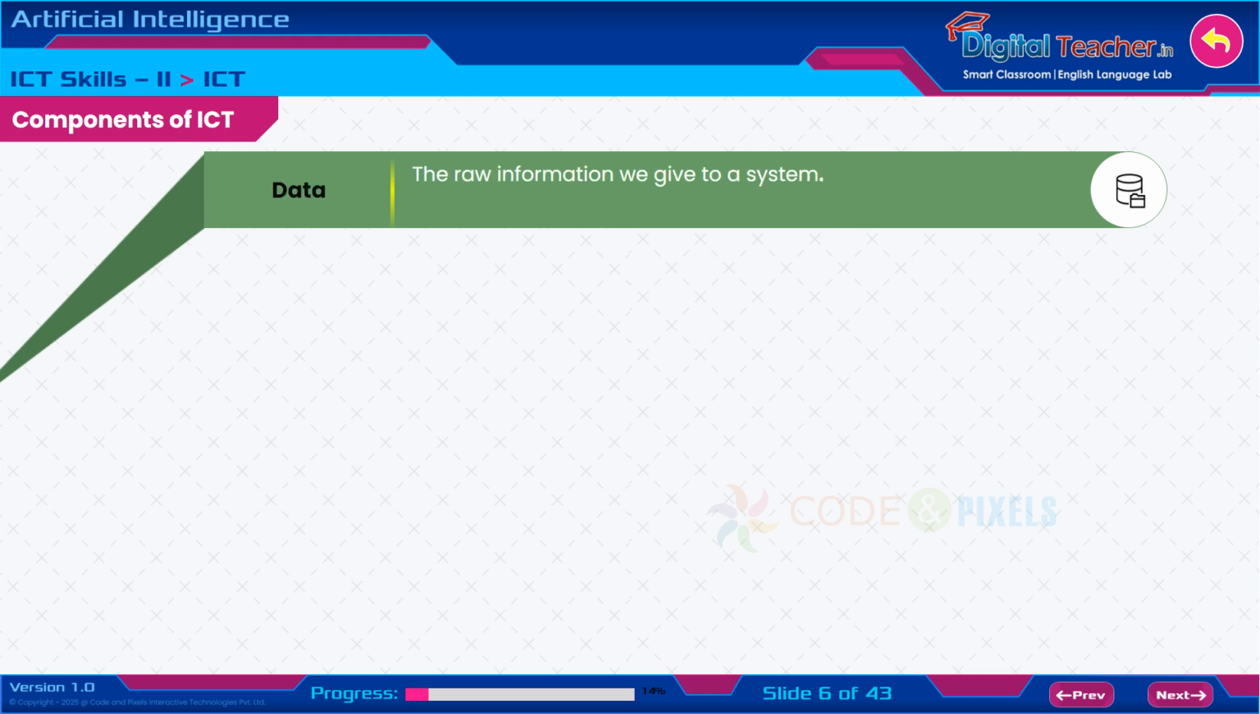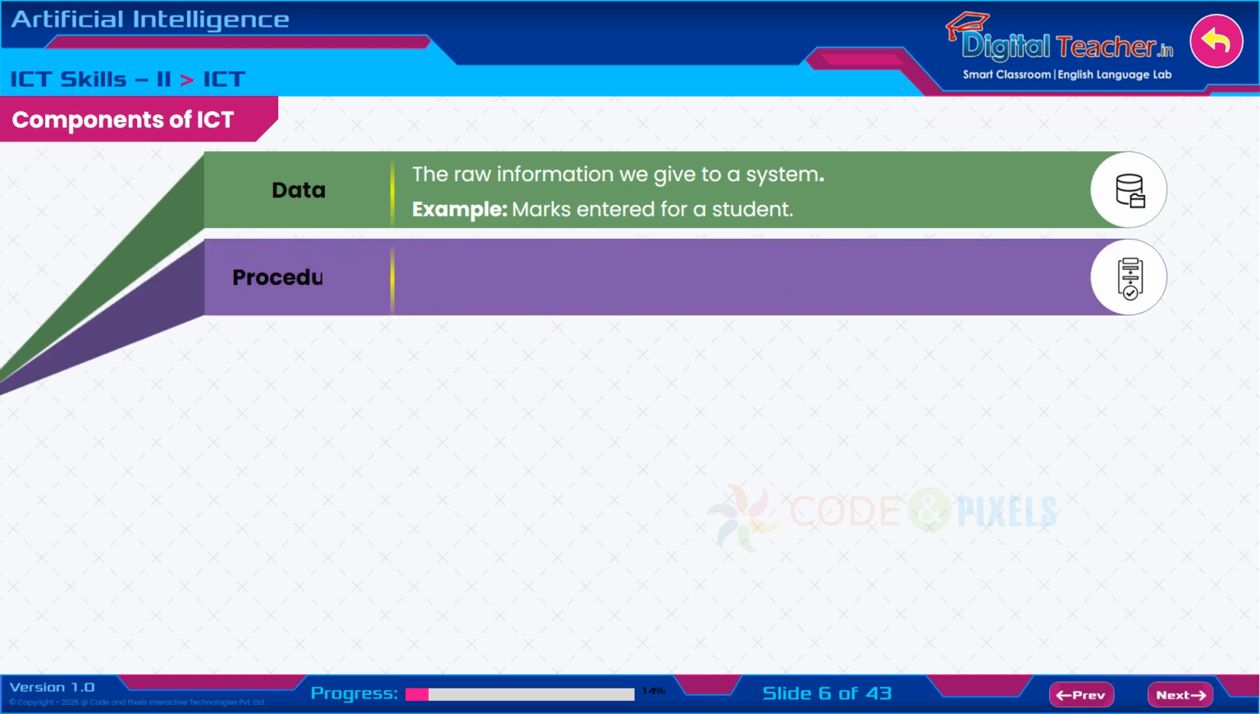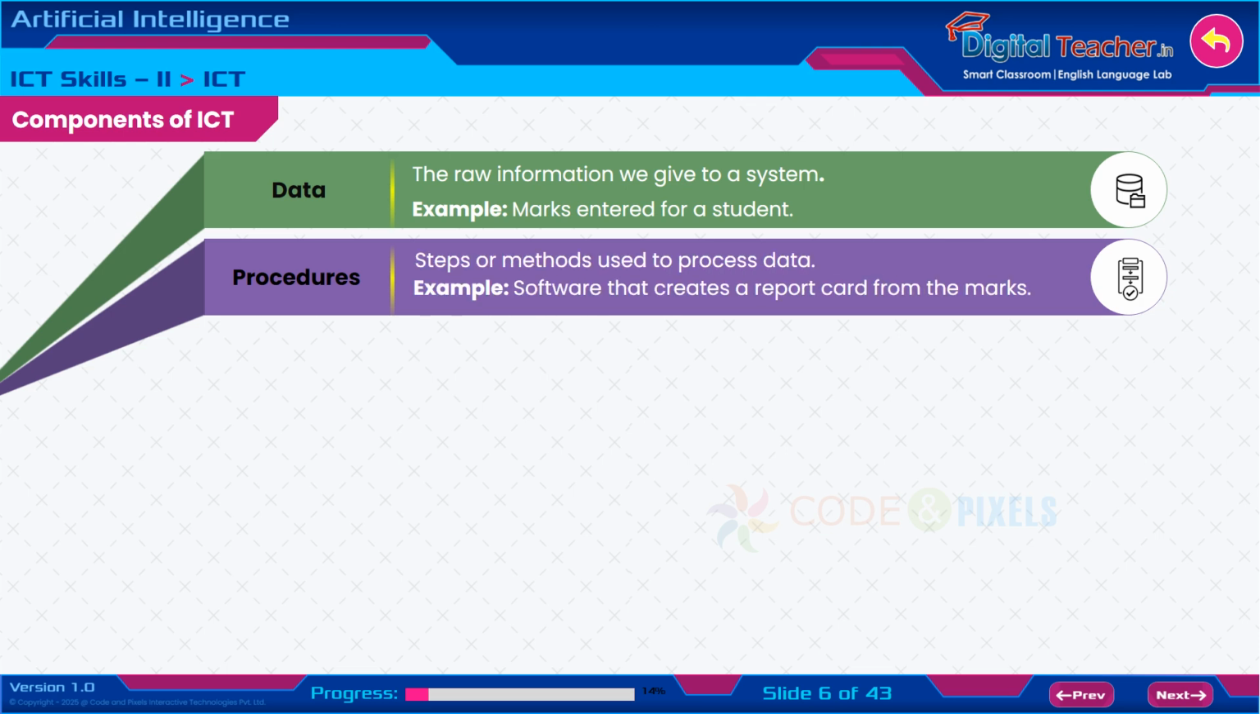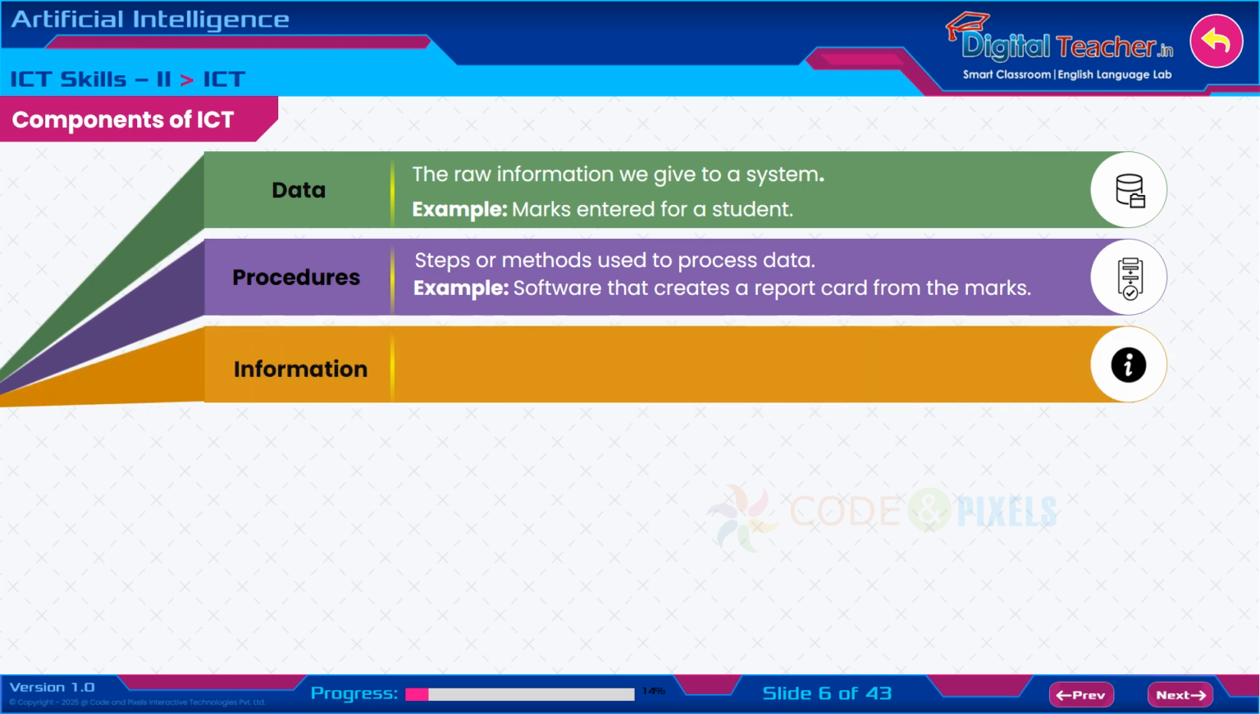Data. The raw information we give to a system. Example, marks entered for a student. Procedures. Steps or methods used to process data. Example, software that creates a report card from the marks. Information. The final output or result after processing data. Example, the ready report card.